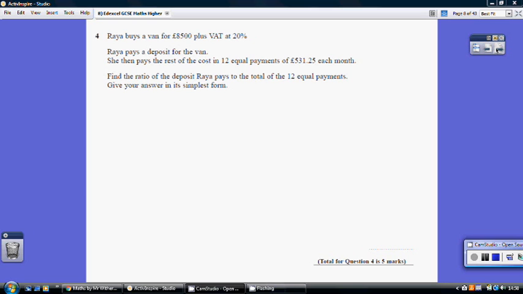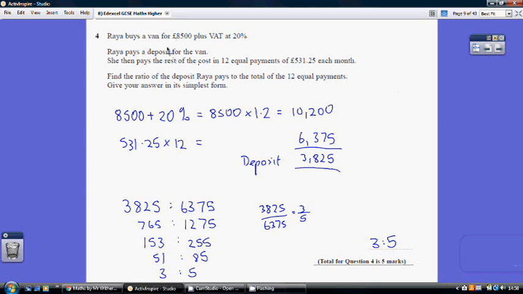Question 4. So let's start by finding out the total cost of the van. So the van is 8,500 plus VAT at 20%. So lots of ways of adding on the 20%. You could work out 10%, which is 850, and add a couple of those. Or you can say, well, for a 20% increase, we can use a multiplier of 1.2. That's what I've done. So 8,500 times 1.2 means the cost of the van, including the VAT, is 10,200.